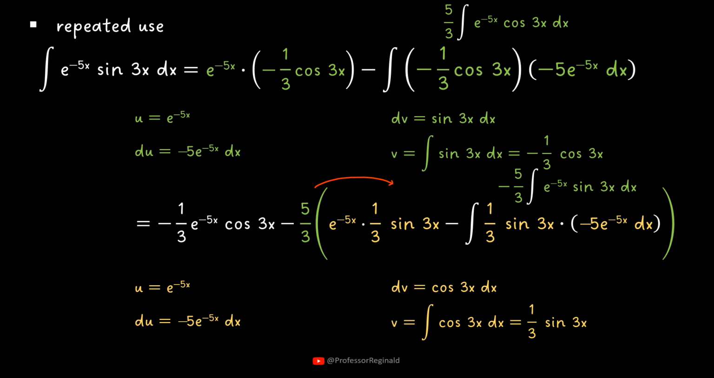Distribute the constant multiplier and move this integral to the other side of the equation and combine. And then solve for the original integral. In addition, we can use integration by parts with substitution rule. Please consider the following integral.